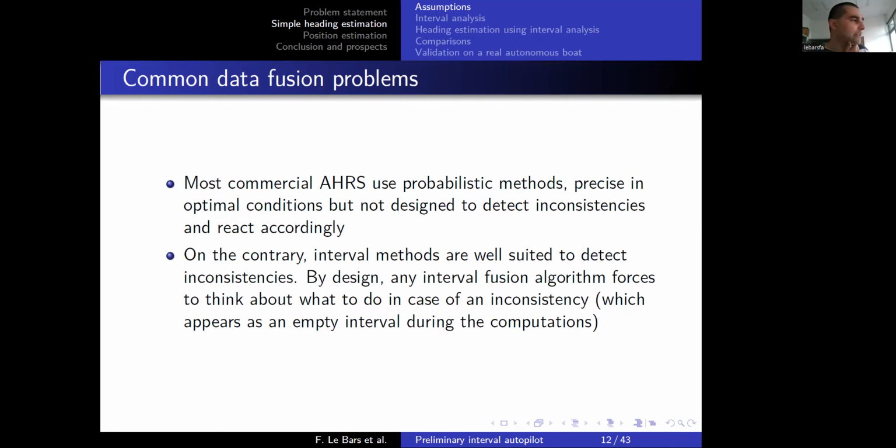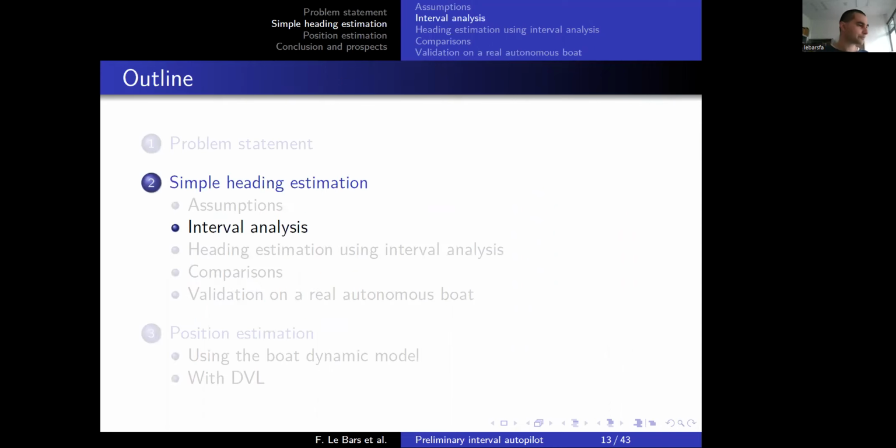And on the contrary, we could expect that interval methods are quite good to detect inconsistencies, and especially in the way we design fusion algorithms with intervals, we are a little bit forced at each step to think about what could happen if we have an inconsistency that would appear as an empty interval, and probably this could help to make more reliable state estimation algorithms.